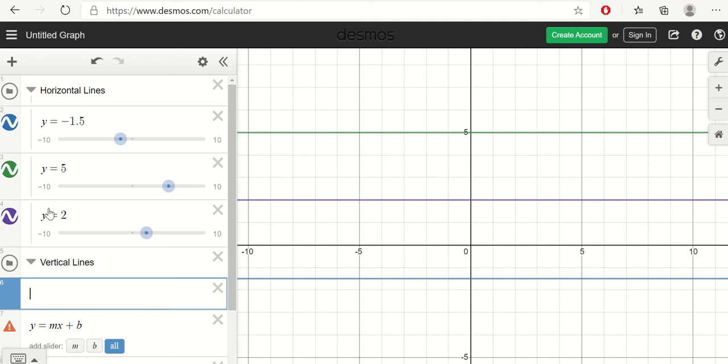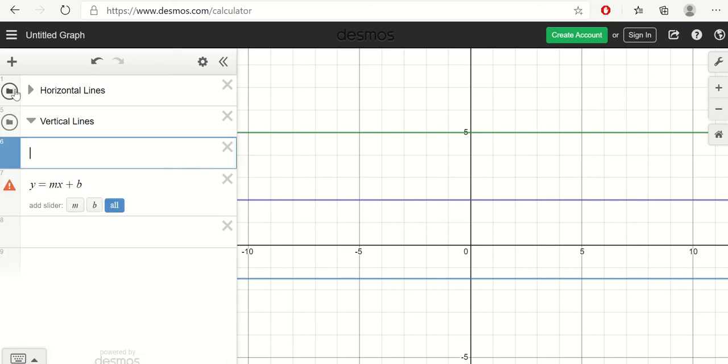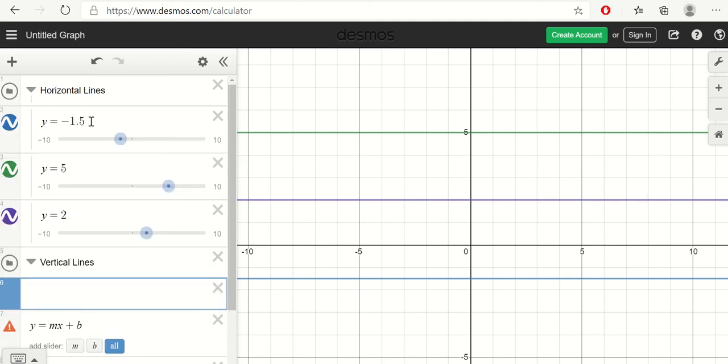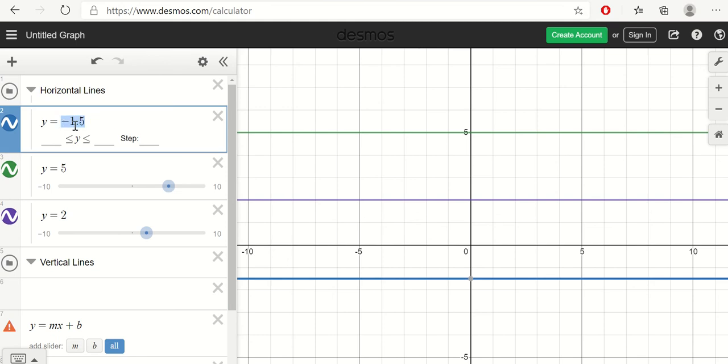Okay, so I've got all of my horizontal lines here. I don't really care about them anymore. We kind of know what they look like, right? Y equals negative 1.5 is just going to be a horizontal line that hits the y-axis at negative 1.5. Or in other words, this is the relation that shows values for y that are always stuck at negative 1.5.